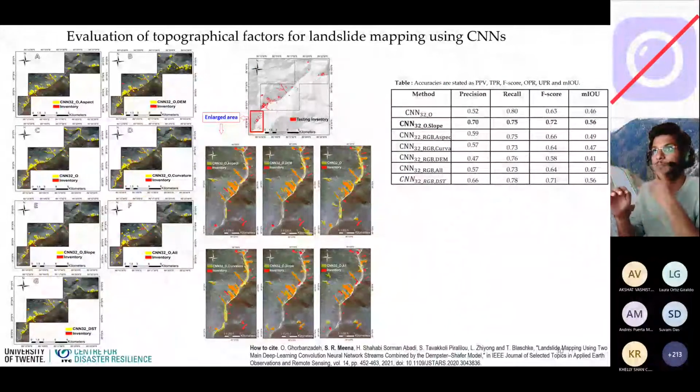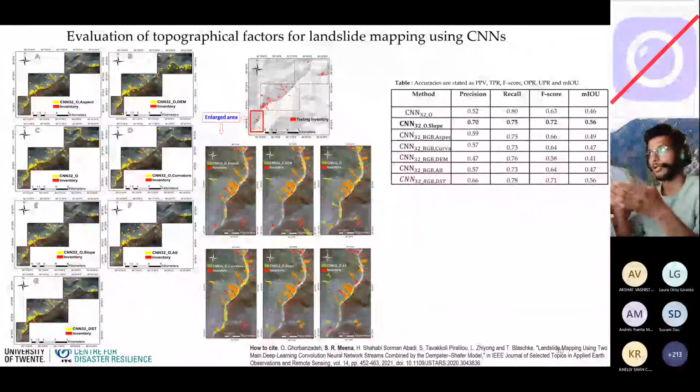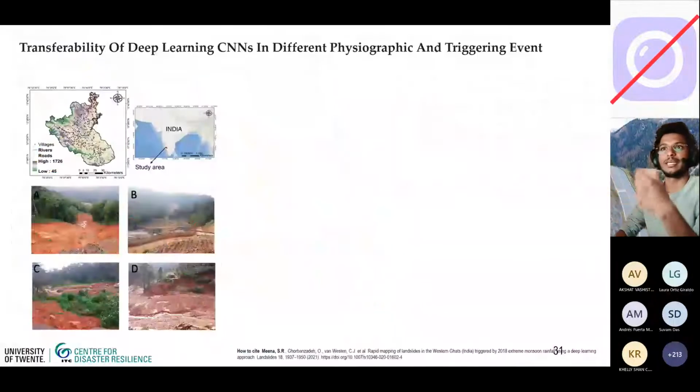So as you can see, again, we found out that slope layer was the most effective if you use just slope with optical data. Along with optical, just the slope layer can give you not a lot different results, but much better results than using everything together. And this was also done in 2021. And then after that, there has been a lot of progress in landslide detection.